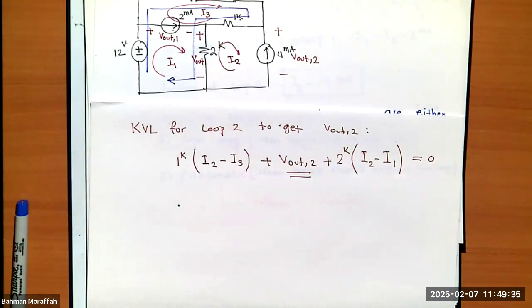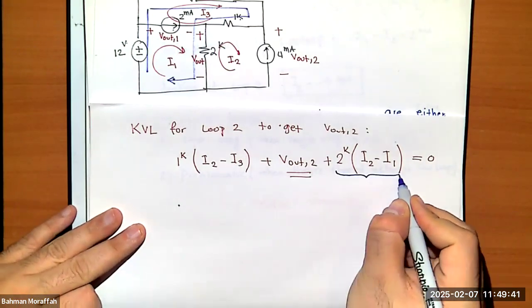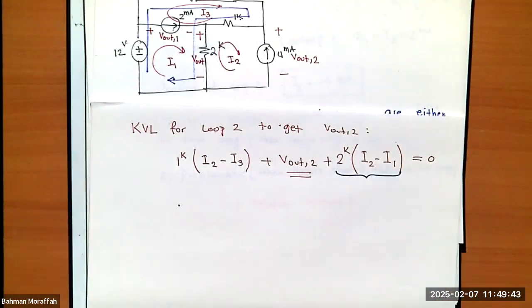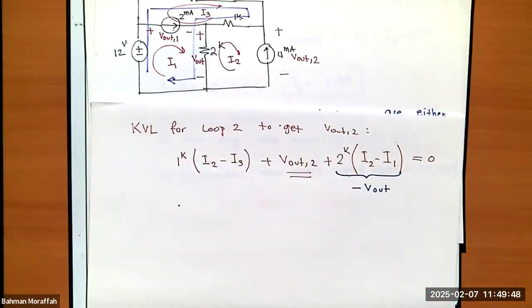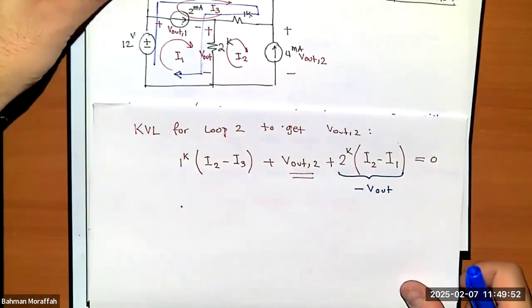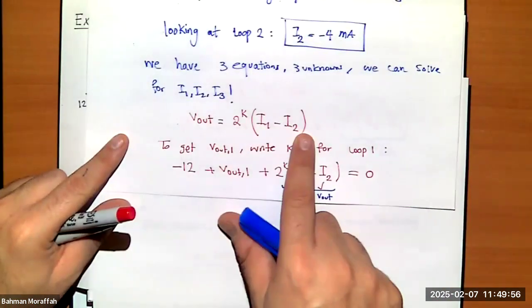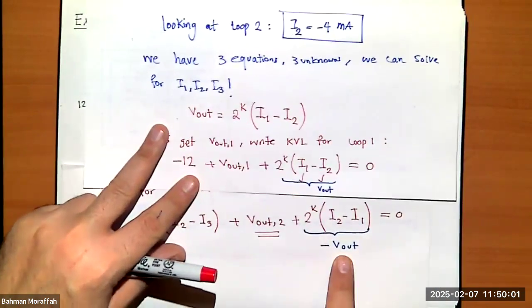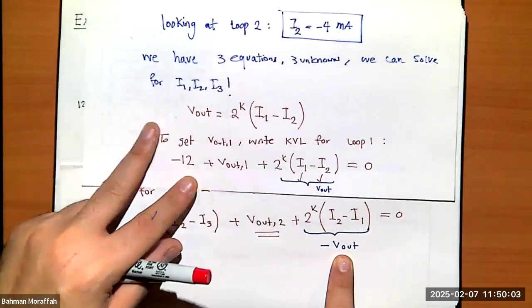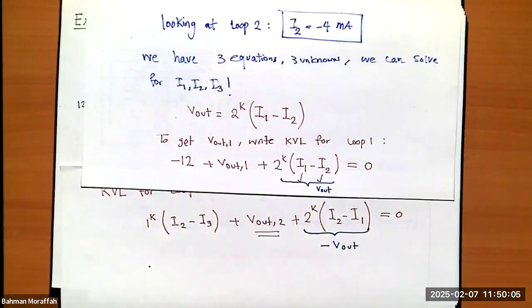What I would like for you to pay attention to is this term right here. Do you agree this is negative Vout? Remember what Vout was? 2K times I1 minus I2. I'm claiming this guy right here is negative Vout. I just need to factor out a negative.